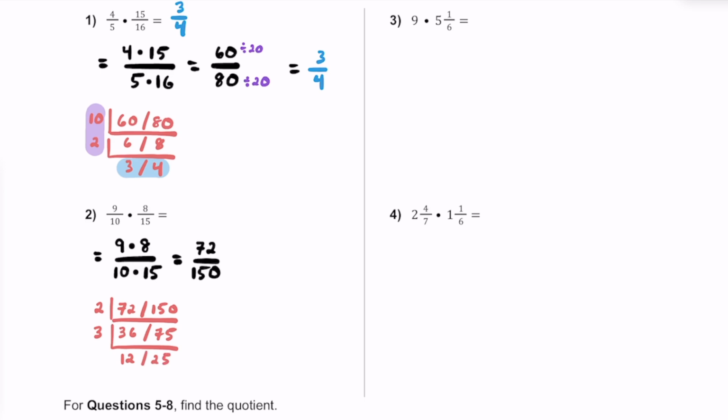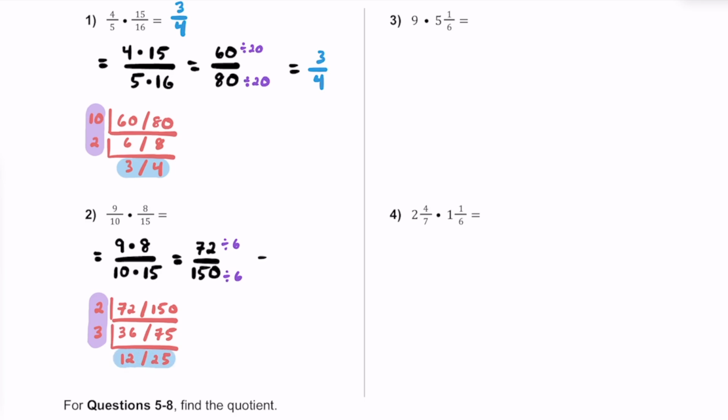Now 12 and 25, I don't think they have anything in common, so we're going to be done here. And so our greatest common factor is going to be the product of these numbers on the side. So 2 times 3 is going to be 6, which means that that's the biggest number you could divide both of these numbers by. And what would we get when we divide? Don't actually do that division, because you're actually just going to get these two numbers here, right?